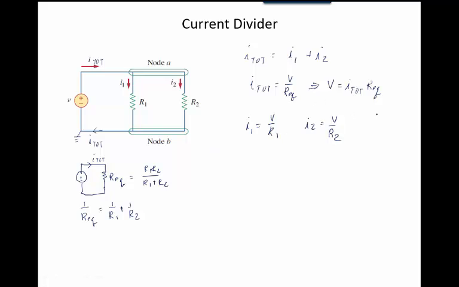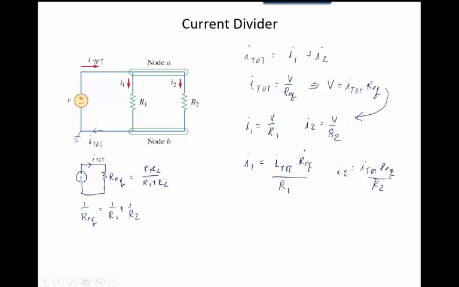So I can substitute what V is into these two relationships. I know what V is. And when I get that, I get I1 equals I total R equivalent over R1. Likewise, I2 is I total R equivalent over R2.